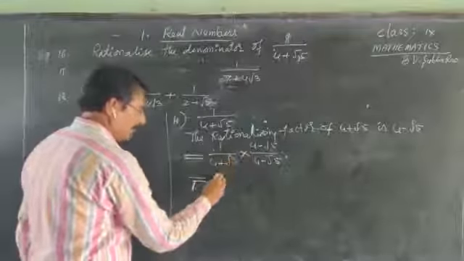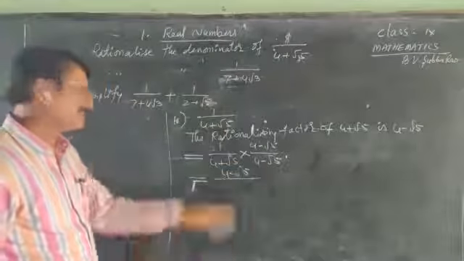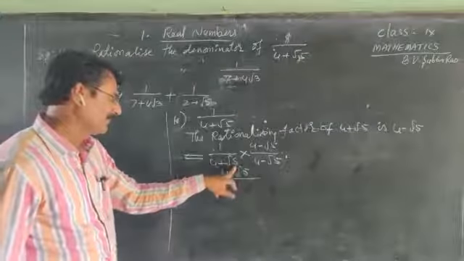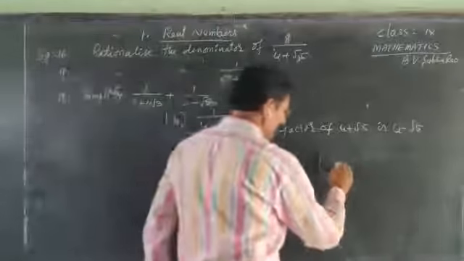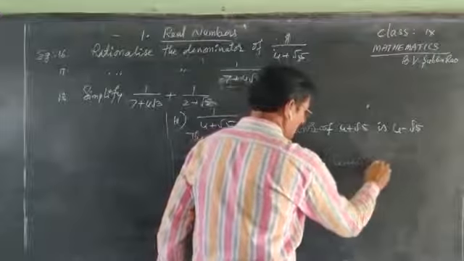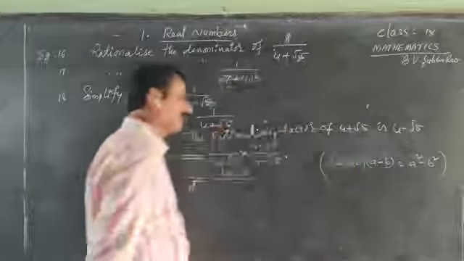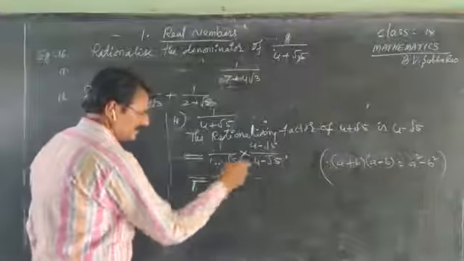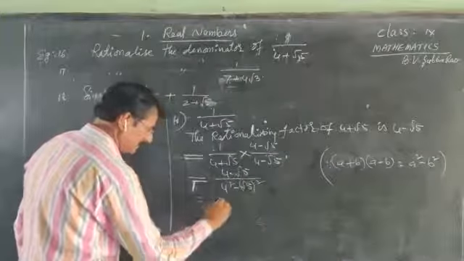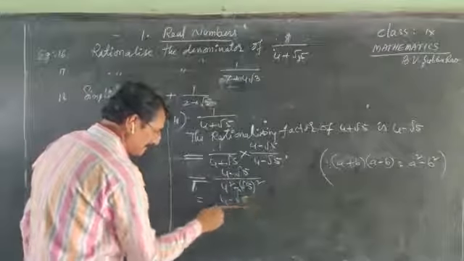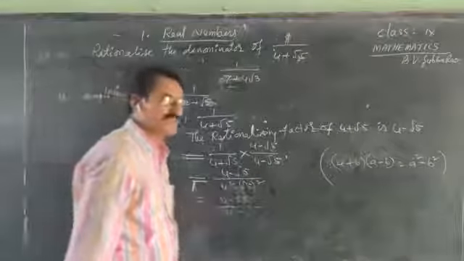Now 1 into 4 minus root 5 equals 4 minus root 5. By the denominator, as I already said, let a equal 4, b equal root 5, then it is a plus b and a minus b. We know that identity, a plus b into a minus b equals a square minus b square. From this identity we can simplify: 4 square minus root 5 whole square. 4 square means 16, 4 into 4, and root 5 whole square.